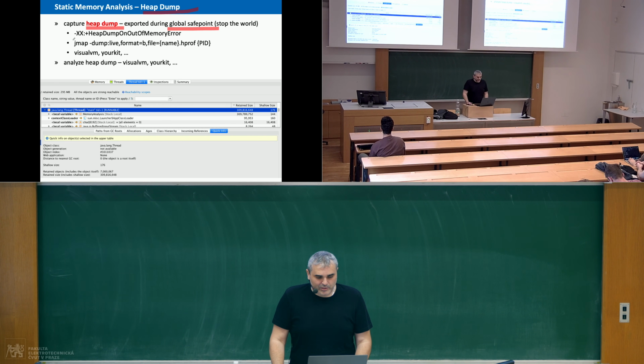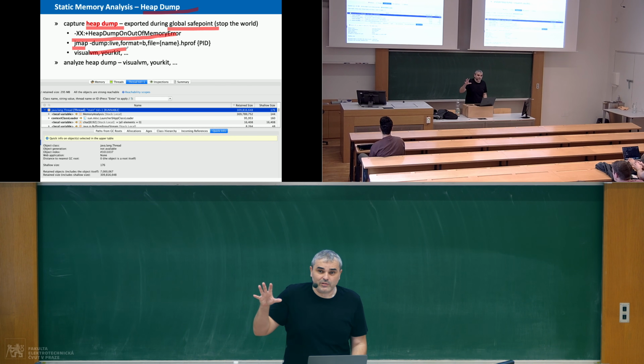That heap dump can be created automatically if there is an out-of-memory error using this option. By default, it is not created. Or again, you can use the jmap tool where you can specify whether you would like to dump only live objects. Live means reachable objects which are somehow reachable from your application, or all objects, even those which were created recently and are not collected yet.